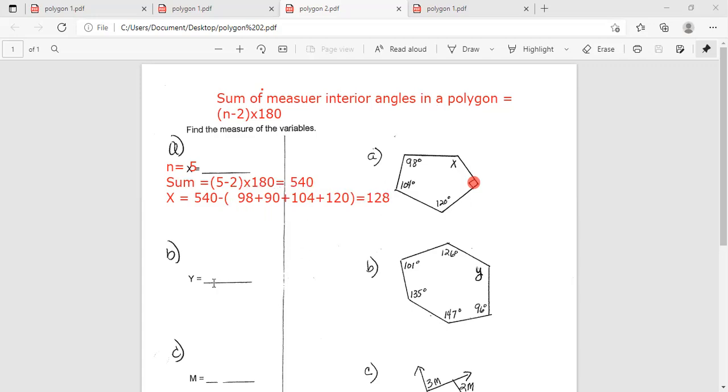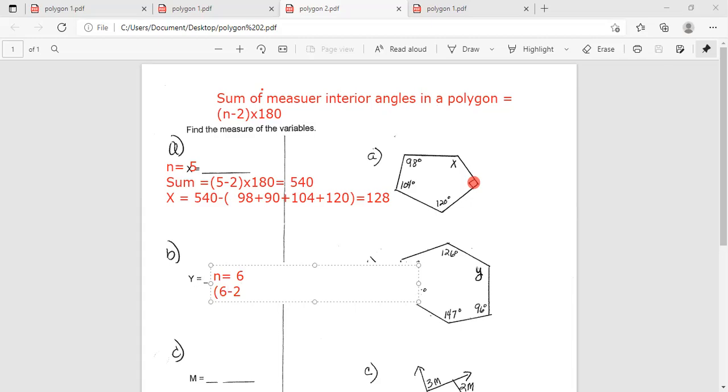Let's move to the next question. First of all, what do we have to do, grade 7? First, we have to count the sides. Count 6: 1, 2, 3, 4, 5, 6. Is this figure regular or irregular? Irregular, right? So here we just count n equals 6, and then we will calculate the sum of all angles inside this polygon.